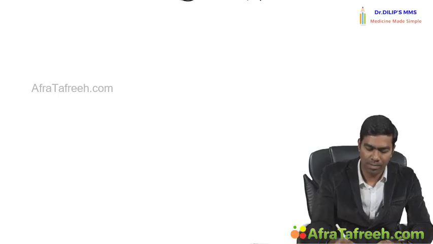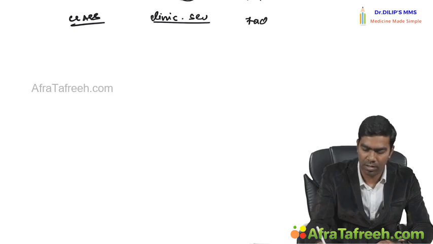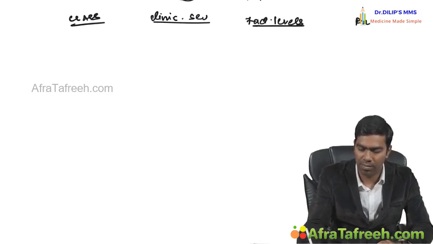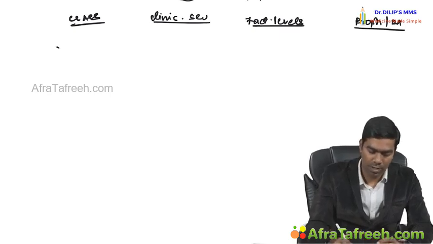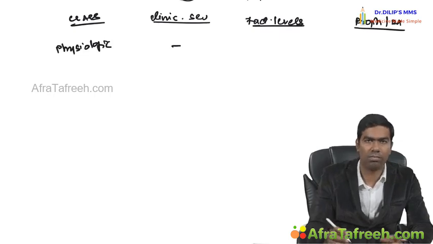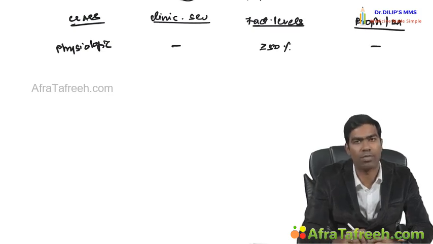Clear? Okay. Now let us move on to the classification, clinical severity, and factor levels, maybe factor 8 or factor 9, doesn't matter, and prophylaxis and treatment, so whether you will give it or not. First, you have physiological factor levels, where there is no need to comment on clinical severity: at least 50% or more factor levels, and you don't need any prophylaxis for this.